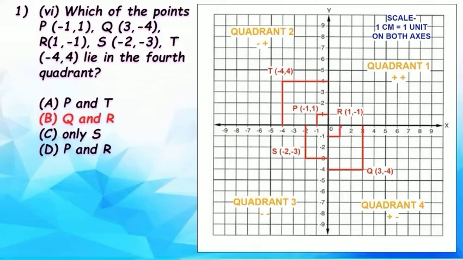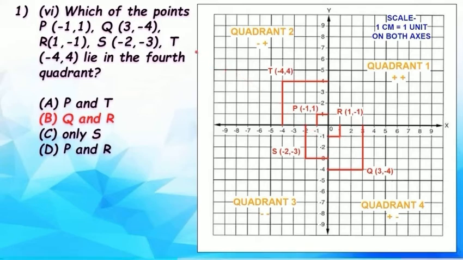So 1 is here, and on the y-axis we locate where is minus 1. So on the y-axis minus 1 is here. We draw lines passing through these 2 points and the intersection of these 2 lines will be the location of point R. So point R lies here.